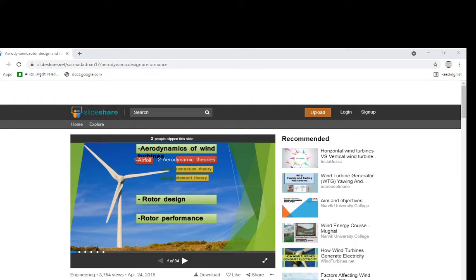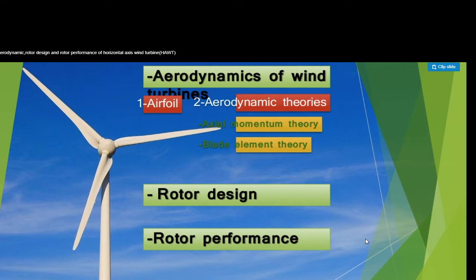Okay, good morning. Today I will discuss the analysis of the performance of wind energy and the aerodynamics of wind. In the mechanism of aerodynamics of wind, the two main considerations are the airfoil and aerodynamics theory, because when the energy of the wind is at maximum, then we obtain the maximum electricity. So: axial momentum theory and blade momentum theory. One is the rotor design, another one is the rotor performance.